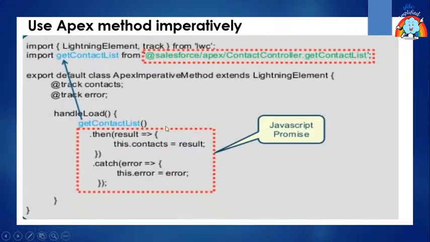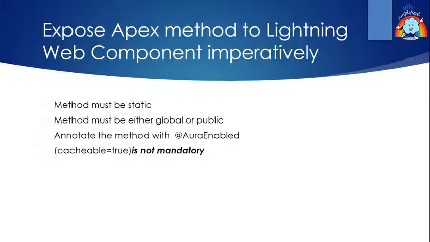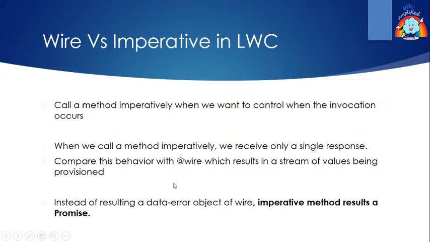So if we go back, this is our JavaScript promise, and that we use in Lightning Web Component in case of imperative. And just to go back a little bit more, instead of resulting in a data or error object as in wire, so in wire we get either data or error, here we get results in a promise, that is then or catch.